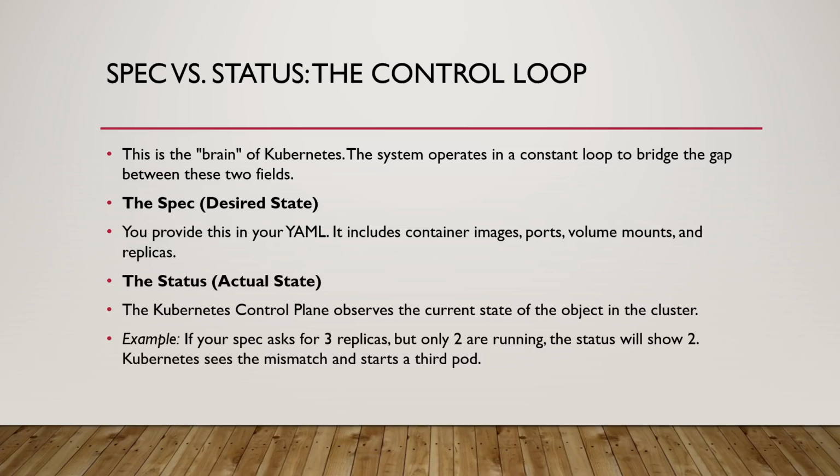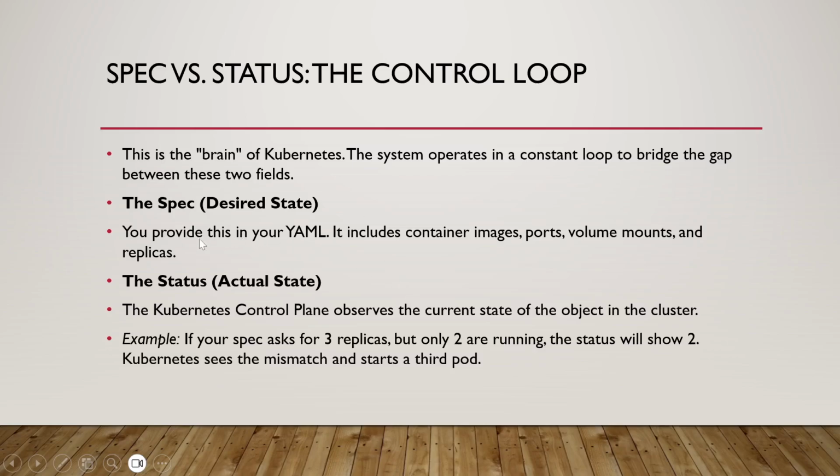Everything in Kubernetes is about this control loop. What is this? It's specification versus status: what we have specified and what the current status is. The specification means the desired state that we want, and the status means the actual state that currently exists. This is the brain of Kubernetes. The system operates in a constant loop to bridge the gap between these two fields, specification and status.